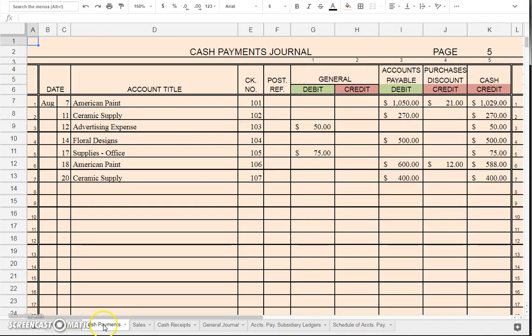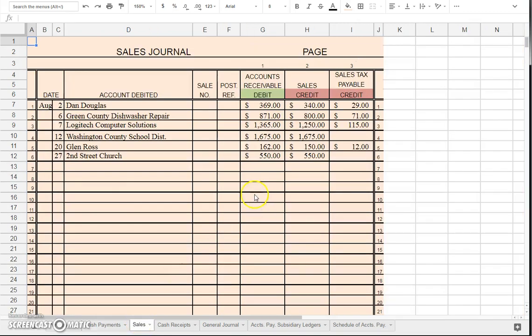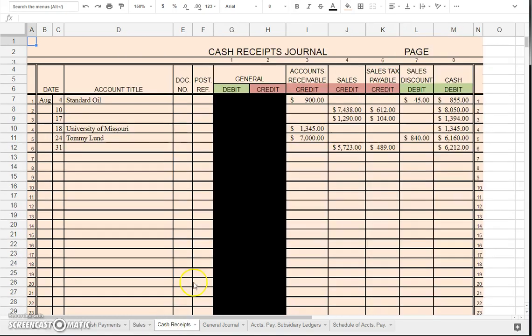Let's look at cash payments now. I am looking through again: general debit, general credit. There's accounts payable again. This time it is a debit though, which will be important later. Let's go to sales. Accounts receivable, sales, sales tax payable. Nope. So I do not even have to look at sales when I do this. How about cash receipts? General debit, credit, accounts receivable, sales, sales tax payable, sales discount, cash. Nope, I don't see accounts payable on this one either. So I don't need to look at cash receipts.